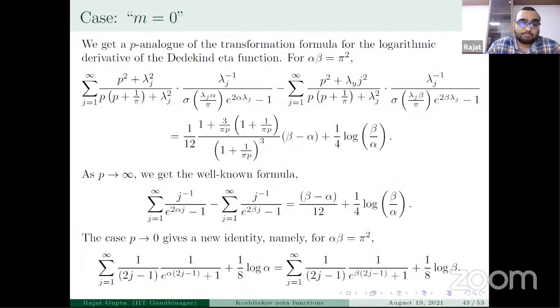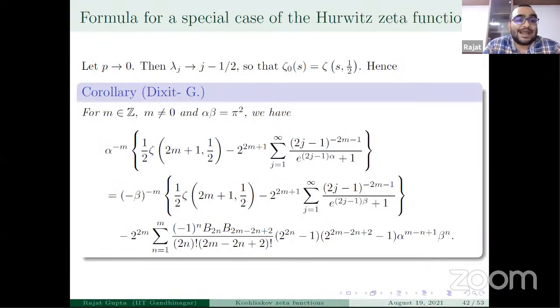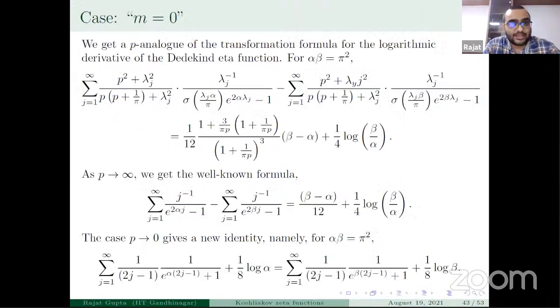Now, since both the formulas are true for m not equal to 0, let me give a formula for the m equal to 0 case, which is nothing but a p-analog of a transformation formula for the logarithmic derivative of the Dedekind eta function. So for alpha beta equal to pi square, we obtain this relation. And if you take p tends to infinity, we get the corollary of Ramanujan's formula for zeta(2m plus 1) given by Ramanujan himself.